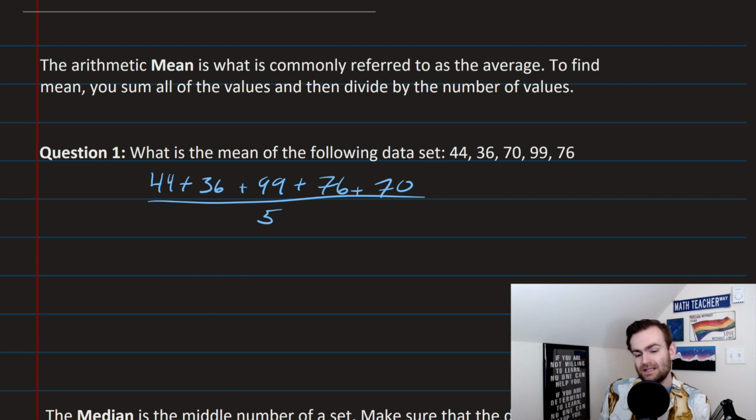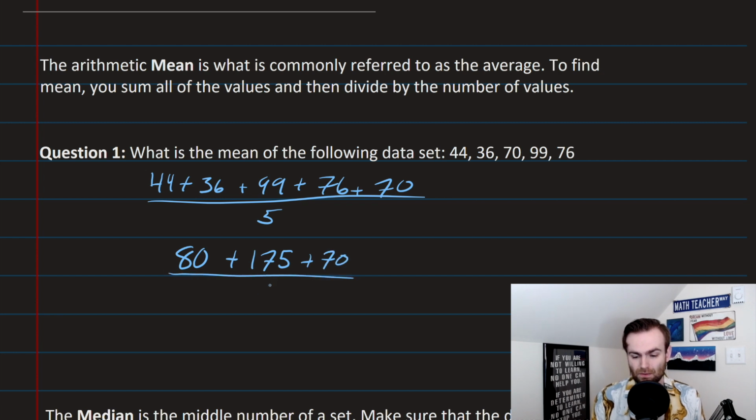So 44 and 36, 4 and 6 make 10. 40 plus 30 is 70, plus 10 is 80. 99 plus 76, if we borrow 1 from the 76 and give it to the 99, we get 175 when we add them together, plus 70 all over 5. So 8 plus 17 would be 25. 25 plus 7 would be 32. So now we have 325 all over 5.